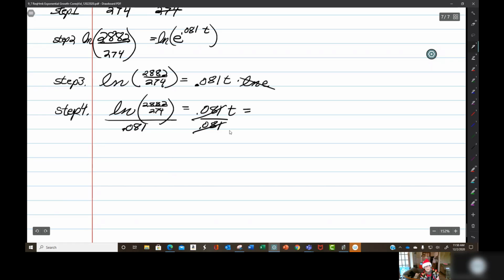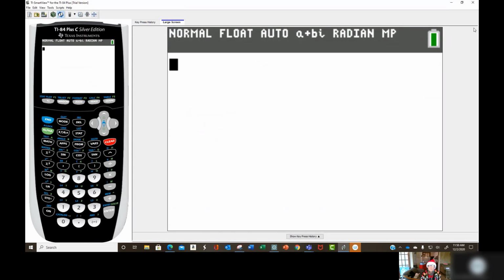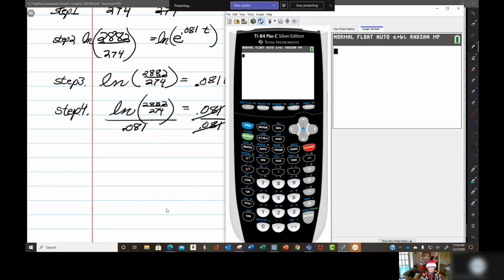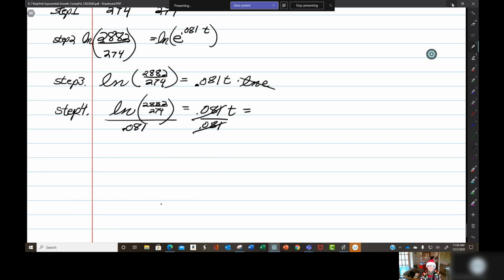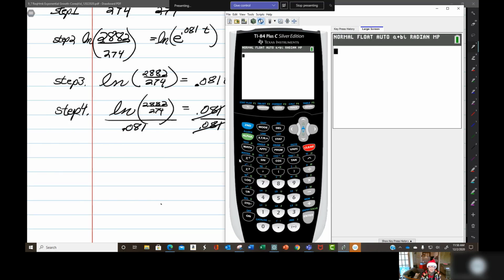And so t is going to equal the ln of 2882 divided by 274, close parentheses, divided by 0.081. So I get 29.05076136.